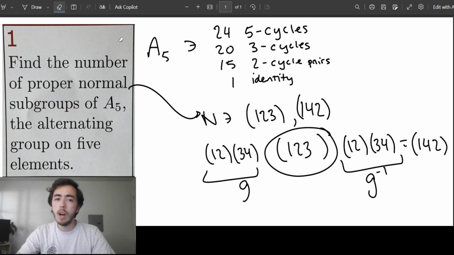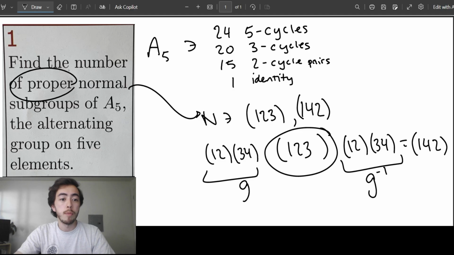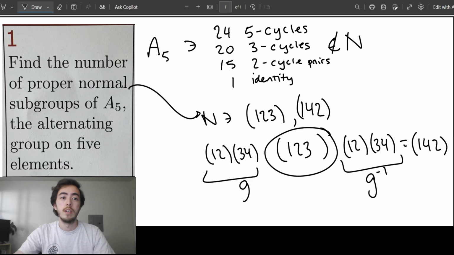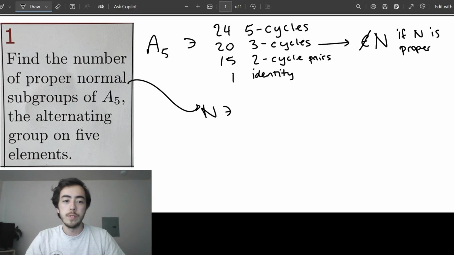And that's not what I want. I don't want to generate all of A5 because I want a proper subgroup. I don't want the exact same group that I had before. So that tells me if it's a normal subgroup, I can't have any 3 cycles. And so none of these are elements in our potential normal subgroup. Now we can assume that any proper normal subgroup just doesn't have any of those 3 cycles.